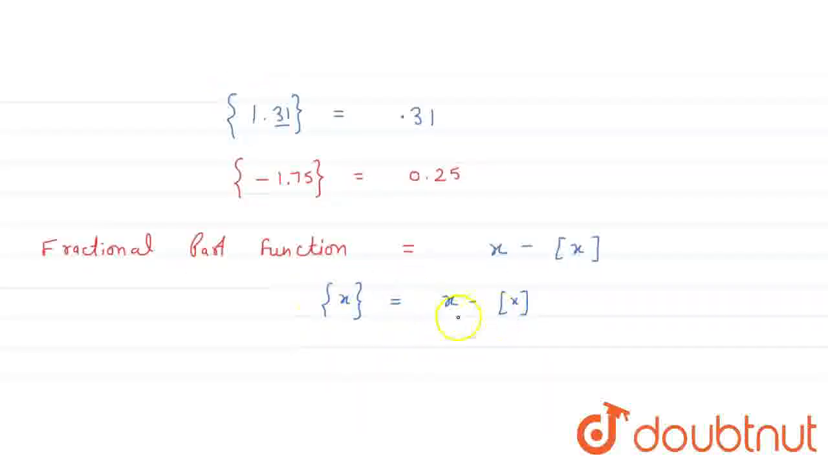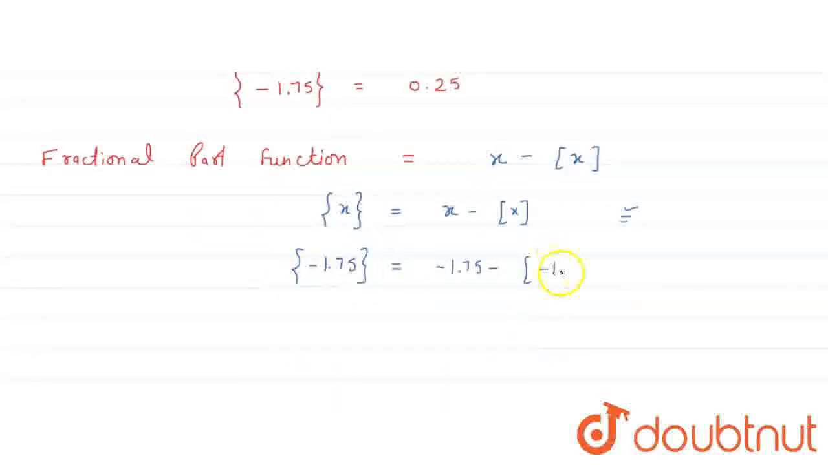Now let us try to find out, using this definition, how we will calculate these values. So we calculated the value for minus 1.75. This is equal to minus 1.75 minus the greatest integer of minus 1.75. What is the greatest integer of minus 1.75? This value is equal to minus 2. So if we simplify we get 0.25. Now you can check.